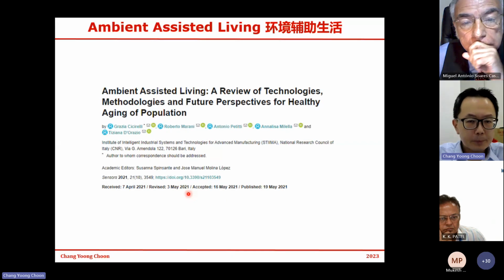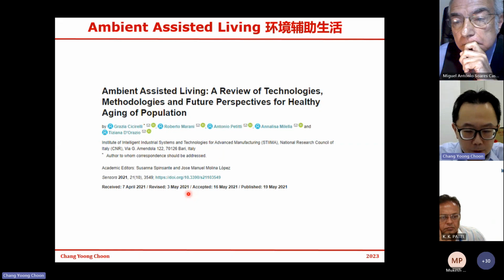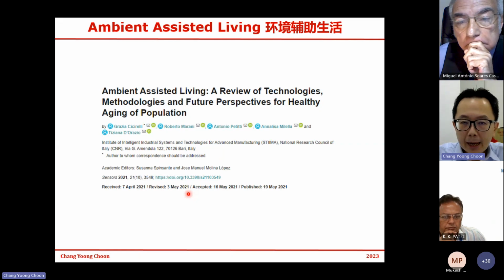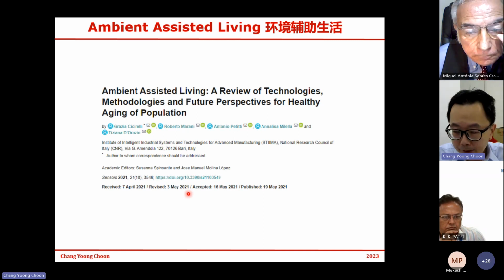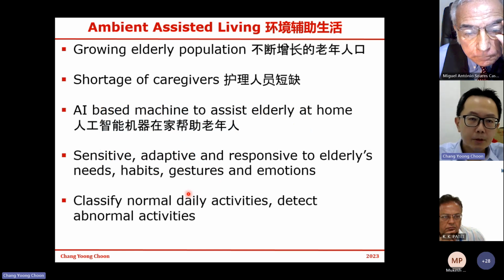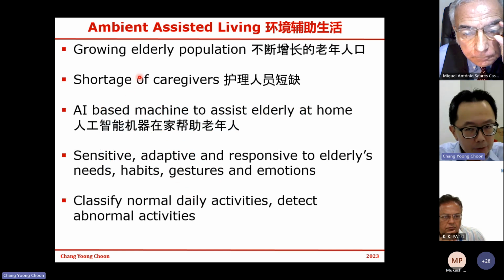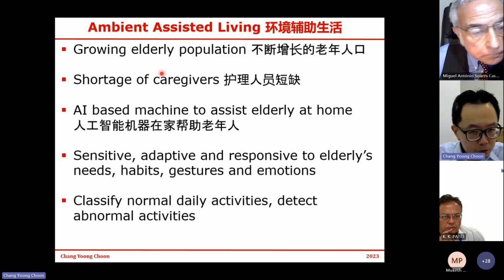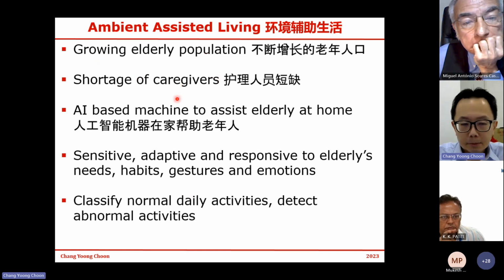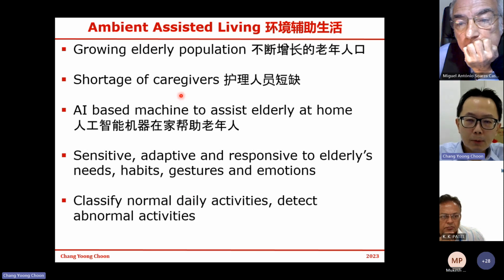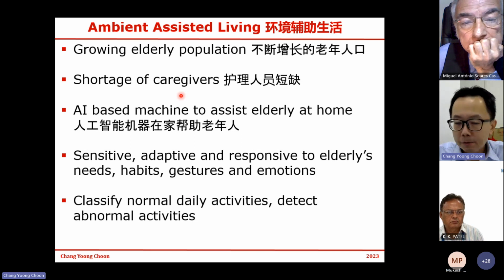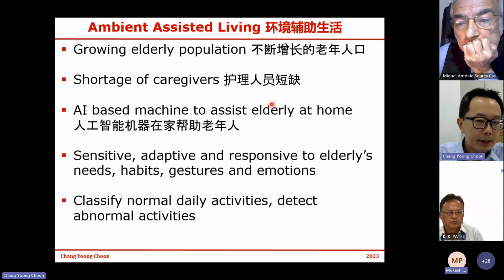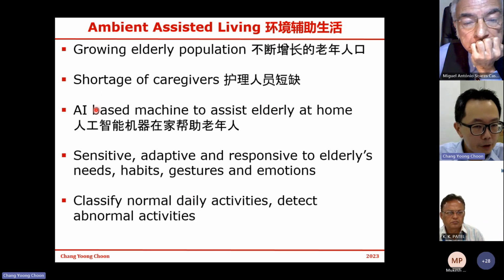So to me, this work, what we call ambient assisted living, still has a lot of opportunity in academic research as well as commercially. With the growing elderly population and the shortage of caregivers, the one who will probably take care of the elderly in the future, maybe not the near future, but in 5 to 10 years' time, is artificial intelligence.